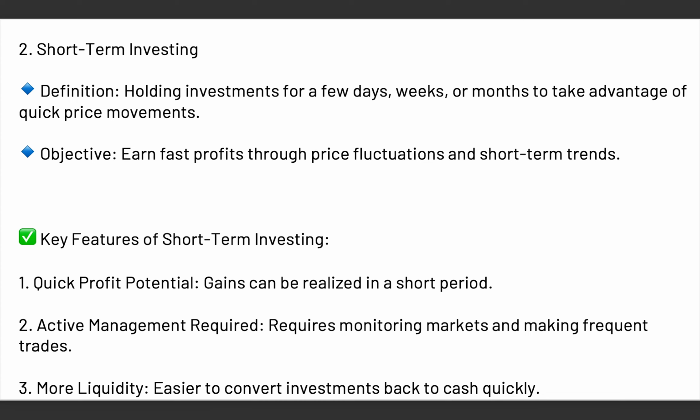Now, number one is quick profit potential. This means that your gains can be realized in a short period. So you can make your profit in a short period like 1 week, few days, or few months. And then number two is active management required. This means that it requires monitoring the market, if it's crypto or stocks, and making frequent trades. So you have to be trading frequently if you want to be making consistent profits with short-term investing.